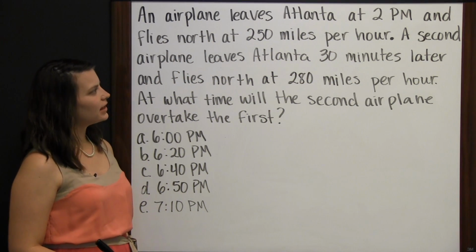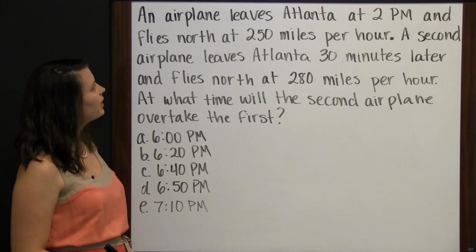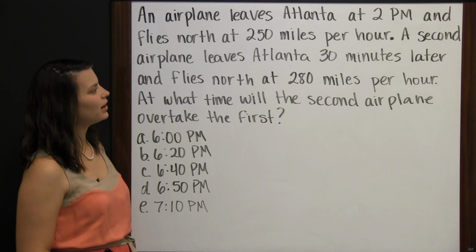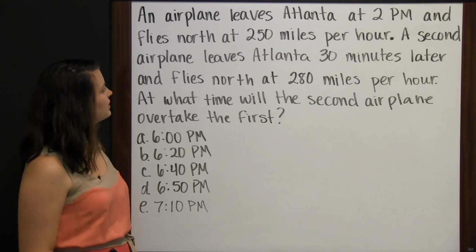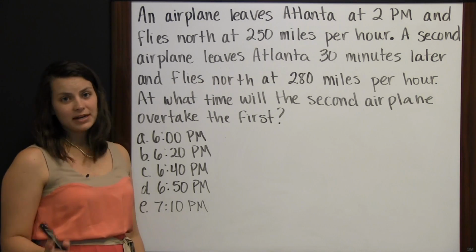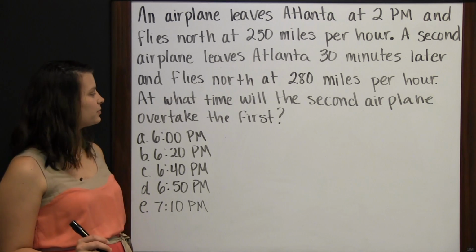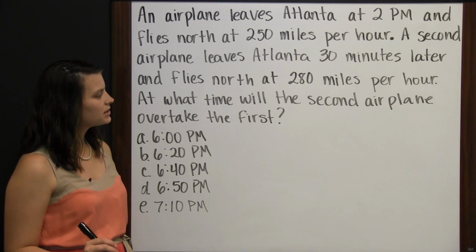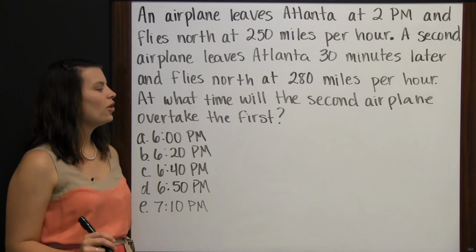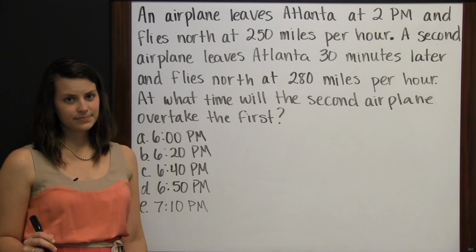An airplane leaves Atlanta at 2 p.m. and flies north at 250 miles per hour. A second airplane leaves Atlanta 30 minutes later and flies north at 280 miles per hour. At what time will the second airplane overtake the first?